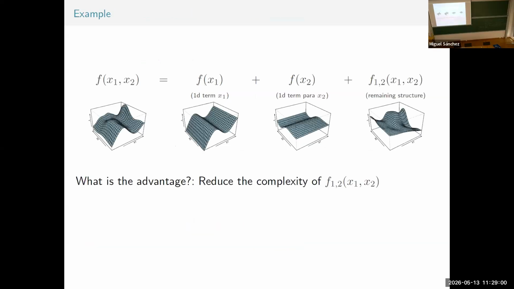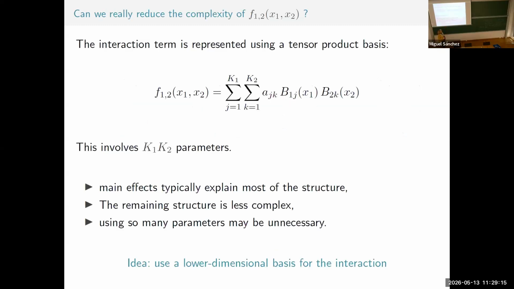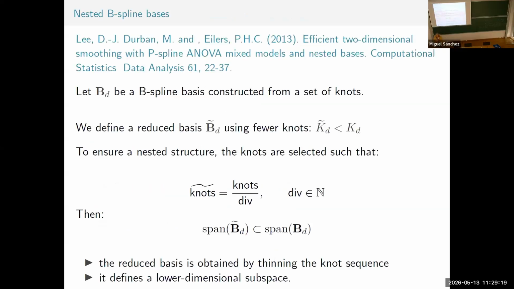But this is the key point. So I want to have this type of thing. The two-dimensional thing I decompose in 3 parts, but I reduce the dimension of the last one. And how do I do that? In any way I want? No, not in any way I want. And I bring you the idea that we've been learning about this, the nested B-spline basis.